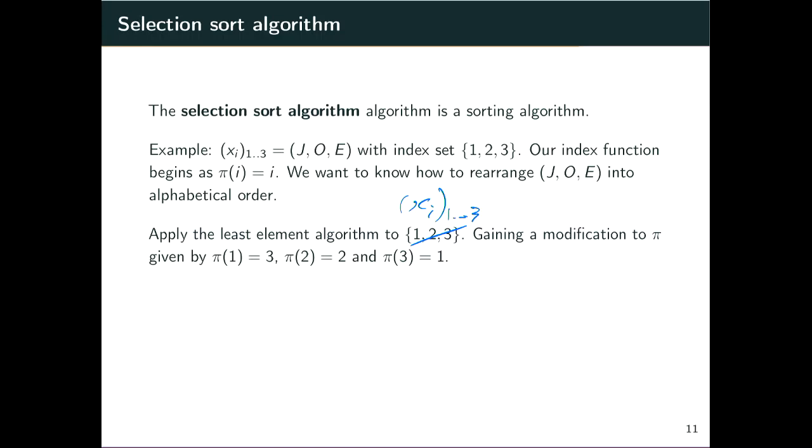So we're going to apply this least element algorithm that we've done before, and this gives us a modification to pi given by pi1 equal to 3, pi2 equal to 2, and pi3 equal to 3. So all I've done is I've noticed that E is the smallest in terms of alphabetical order, and I've put it to the front and moved the J to where the E was.